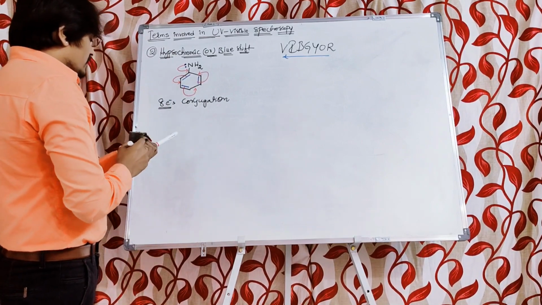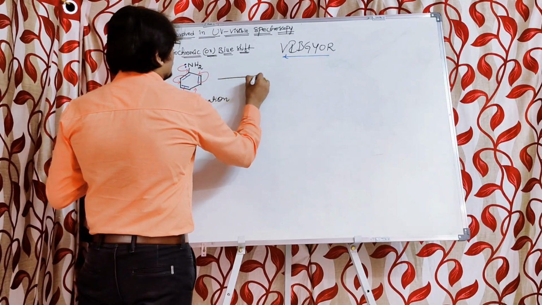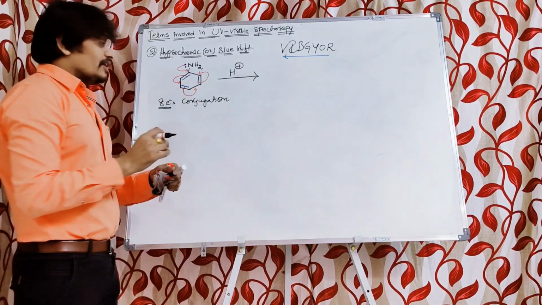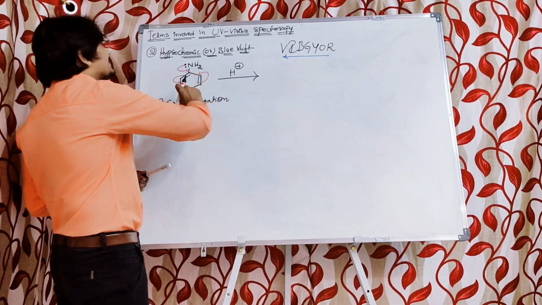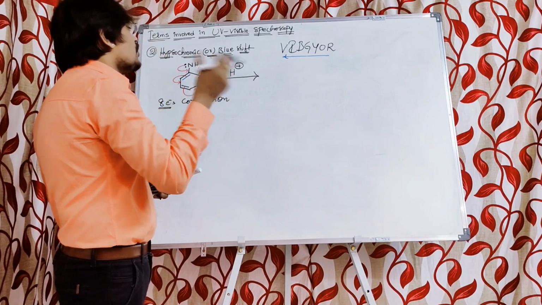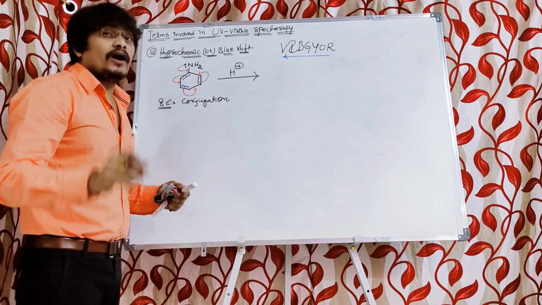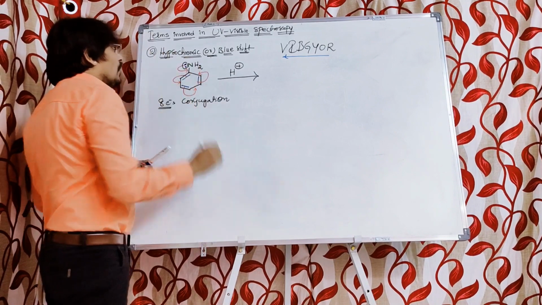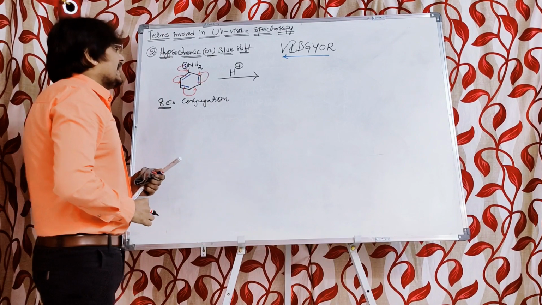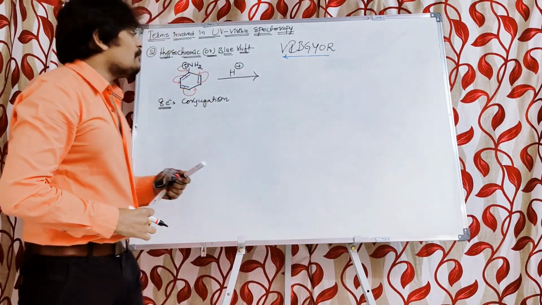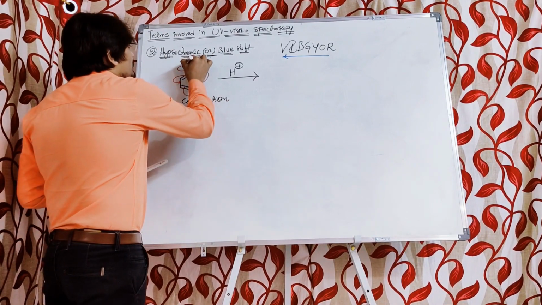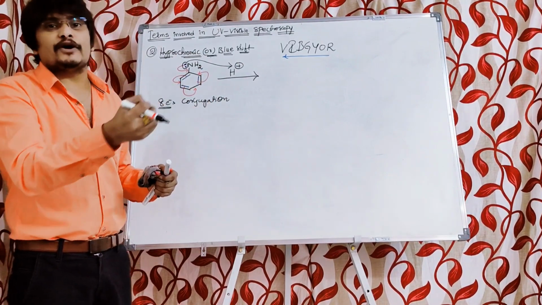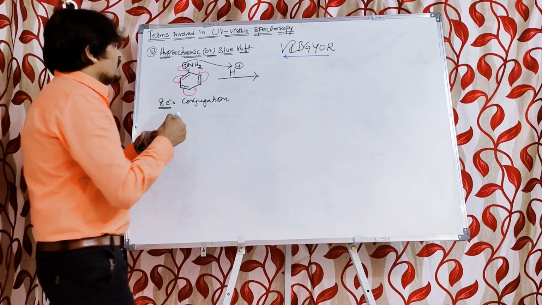Now, whenever we treat this particular aniline with acid, that is, whenever the aniline is dissolved in the acid, what happens to this? The non-bonding pair of electrons is present on the amino moiety. And this non-bonding pair of electrons will grab the H plus ion towards itself.